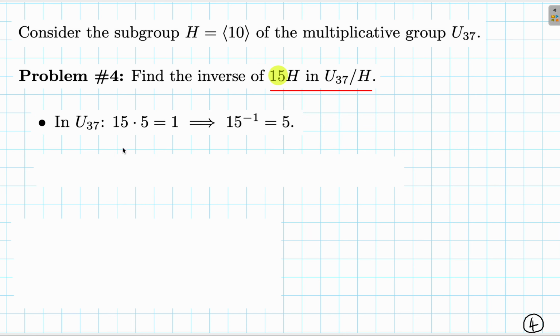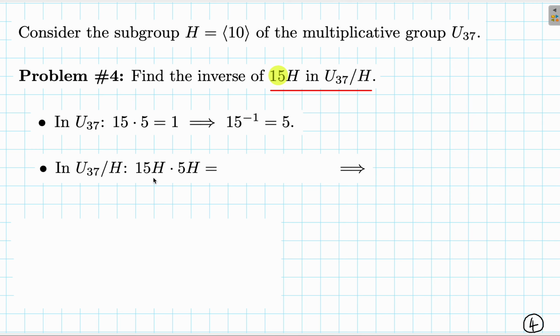And so in U37, we find that 15 times 5 is 75, mod 37 is 1, and therefore 15 and 5 are inverses of each other. In particular, the inverse of 15 is equal to 5. And now we use this to find the inverse of 15H in U37 mod H. So let's start with a calculation.